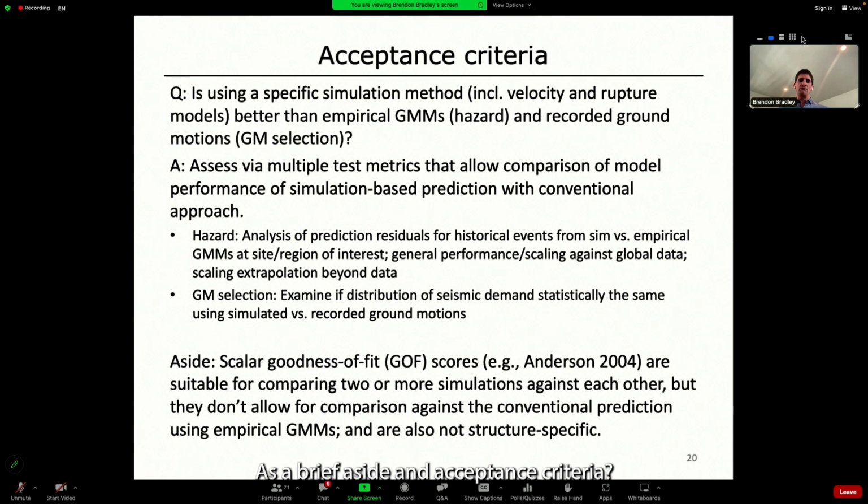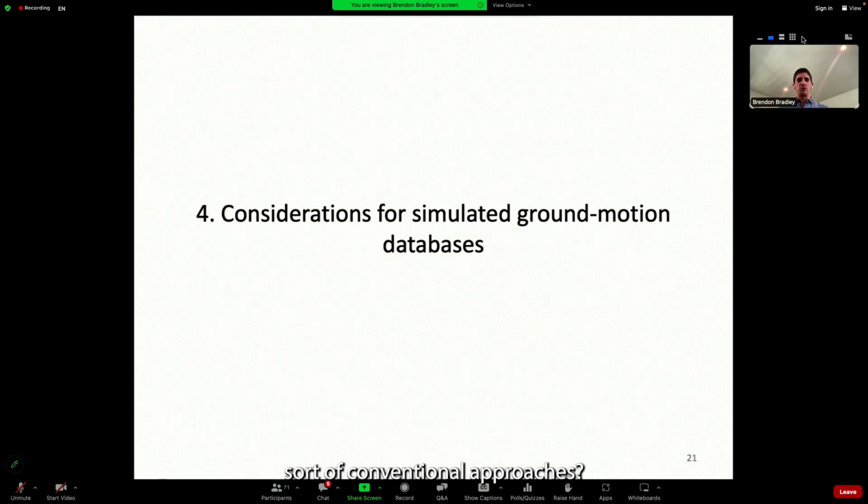As a brief aside in acceptance criteria, I'd say that Ricardo had a couple of nice slides on scalar goodness of fit scores. I think those scores are really useful for comparing, in a general sense, how well simulations match observations, and for comparing the performance of one or more simulations against observations, but they don't actually allow us to compare simulations with the conventional engineering way we solve the problem, which is empirical ground motion models or using recorded ground motions, and therefore they're not that well suited as acceptance criteria for should we use simulations or should we stick with the conventional non-simulation approaches.